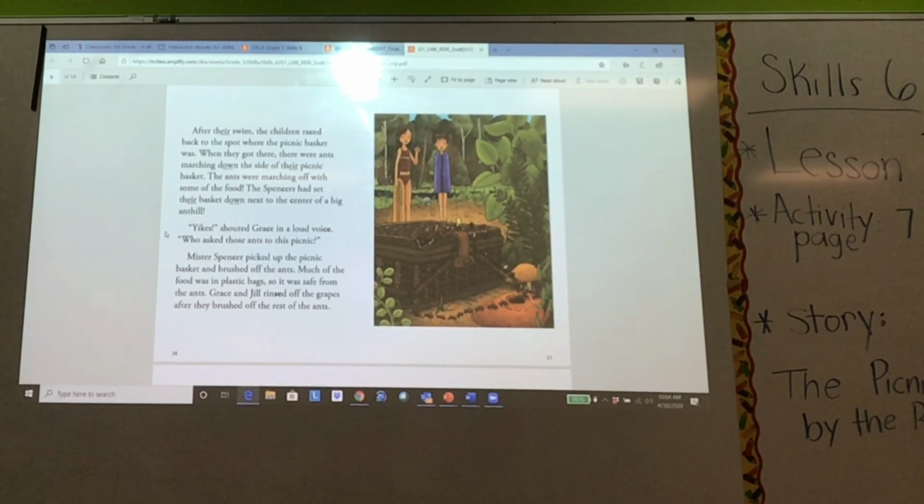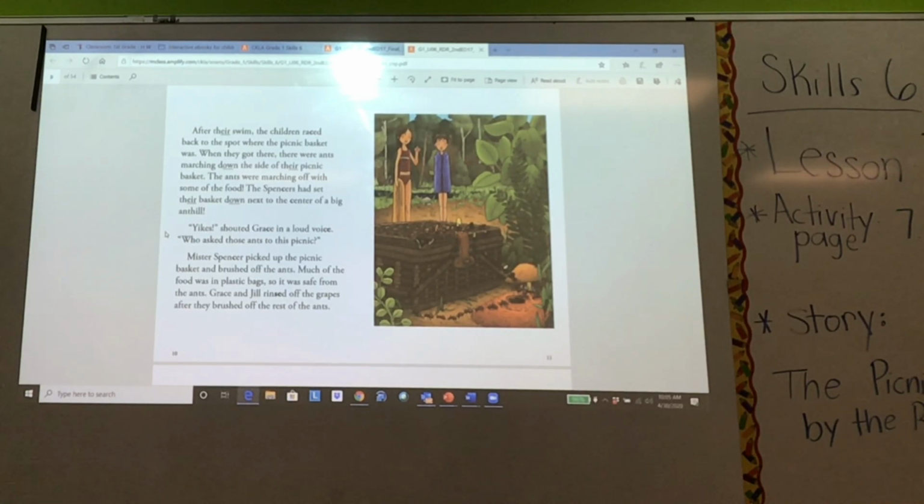After their swim, the children raced back to the spot where the picnic basket was. When they got there, there were ants marching down the side of their picnic basket. The ants were marching off with some of their food. The Spencers had set their basket down next to the center of a big anthill. Oh no. Yikes! Shouted Grace in a loud voice. Who asked those ants to this picnic?